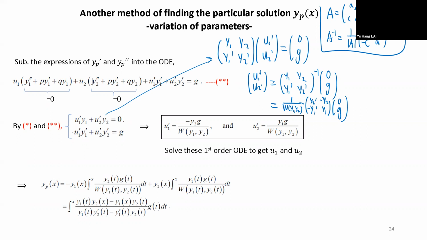So then from here, you'll find that U1 prime is given by minus Y2 G divided by W, the Wronskian, and U2 prime is given by this. Of course we are not done yet. We have expressed U1 prime and U2 prime in terms of Y1 and Y2, but we still don't know U1 and U2 yet, because we still need to solve these two ODEs first.